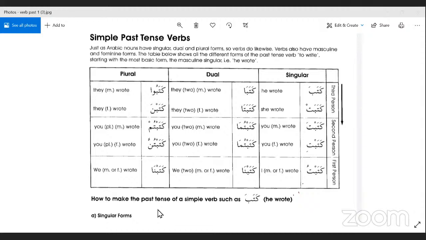If you look at the list, there are some verbs where you have the past tense and the present tense. Okay, let me try this without looking, inshallah.